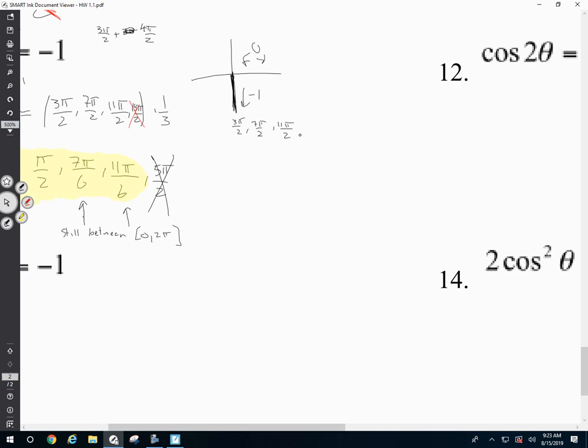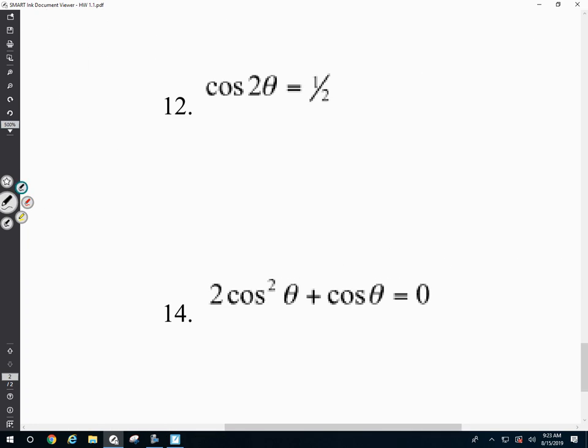Let's see. Here, cosine 2 theta is equal to 1/2. I'm going to just start by thinking of, okay, when is cosine equal to 1/2? Cosine is equal to 1/2 here and here. That is at pi over 3, where the adjacent side is 1/2. This is at 5 pi over 3. This is 6 pi over 3, which is 2 pi. Subtract a pi over 3, I get 5 pi over 3. So good. So I know that cosine is equal to 1/2 at pi over 3 and 5 pi over 3.